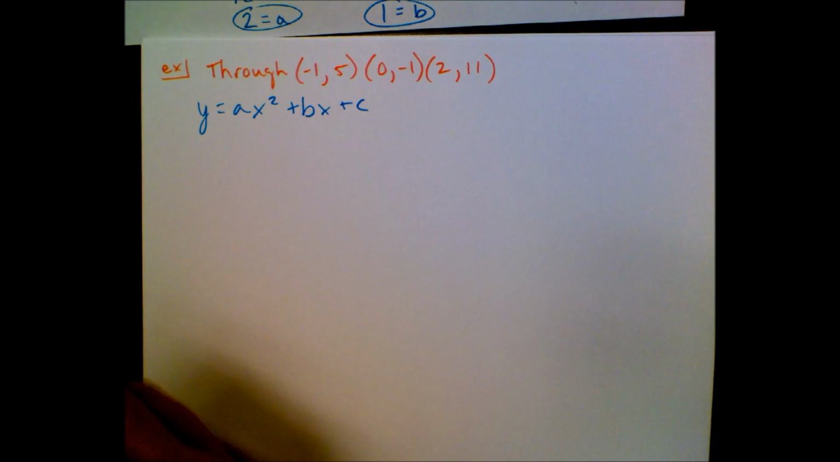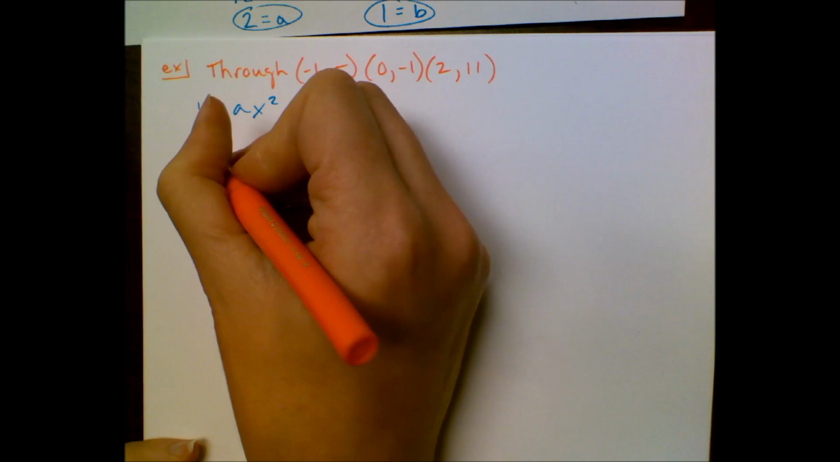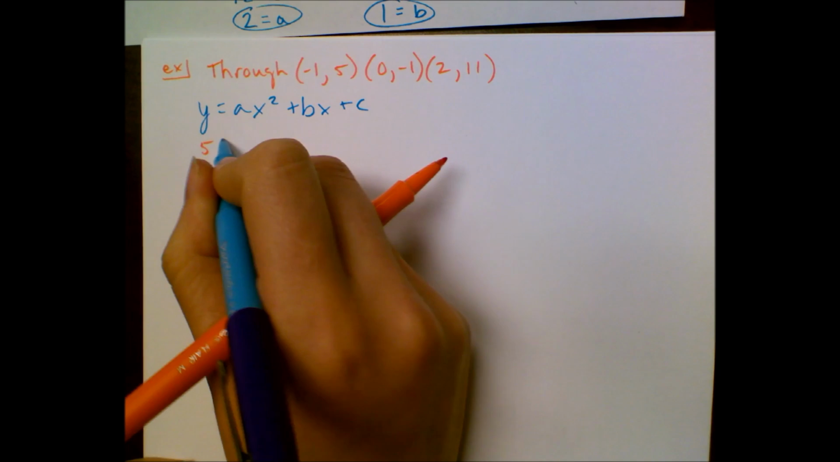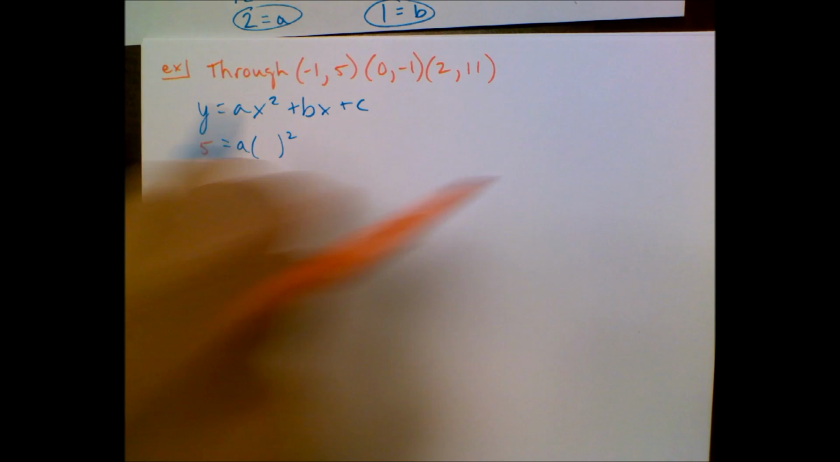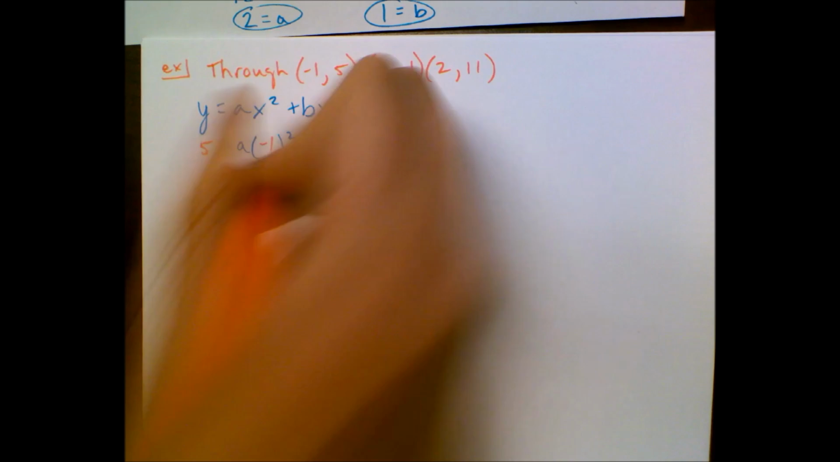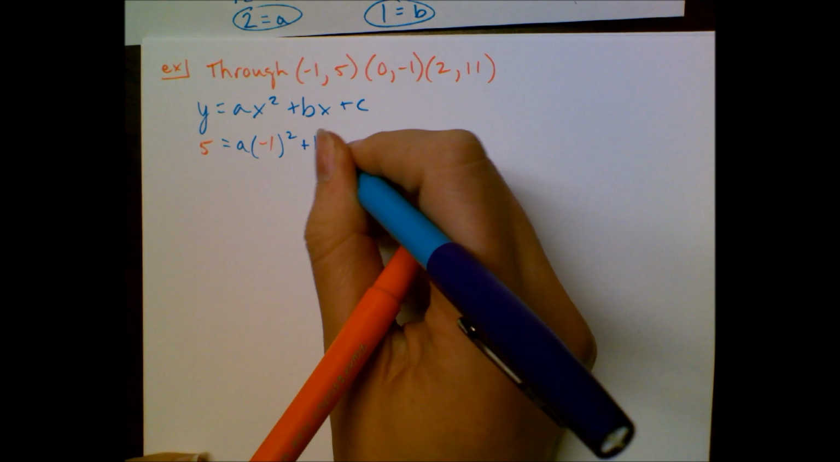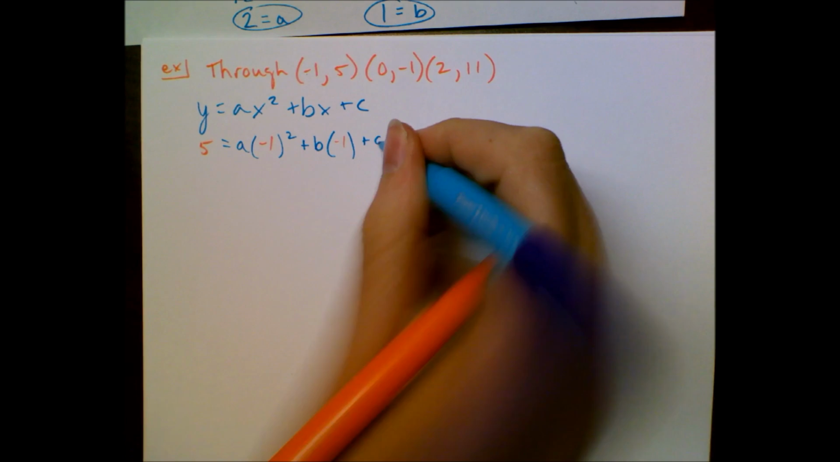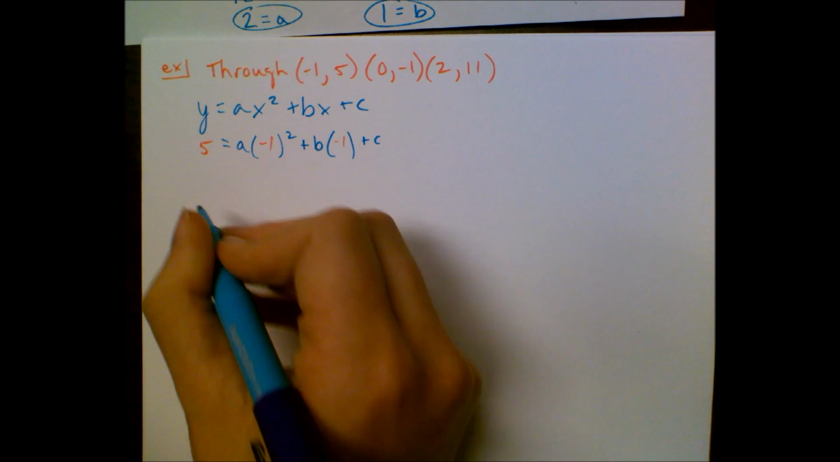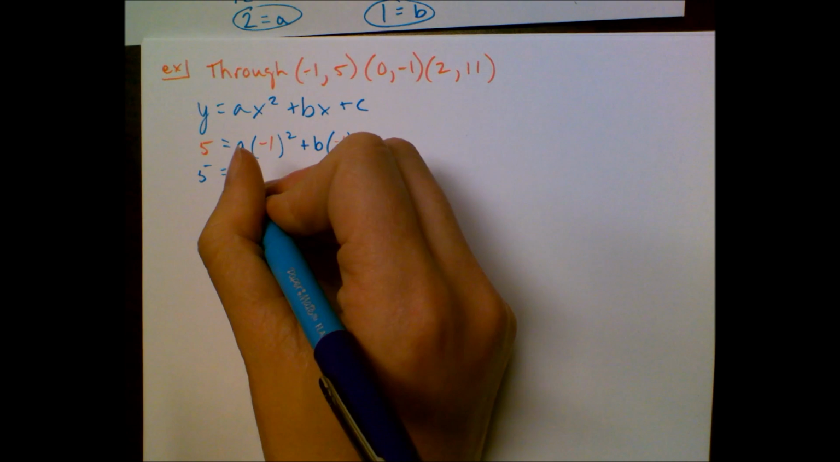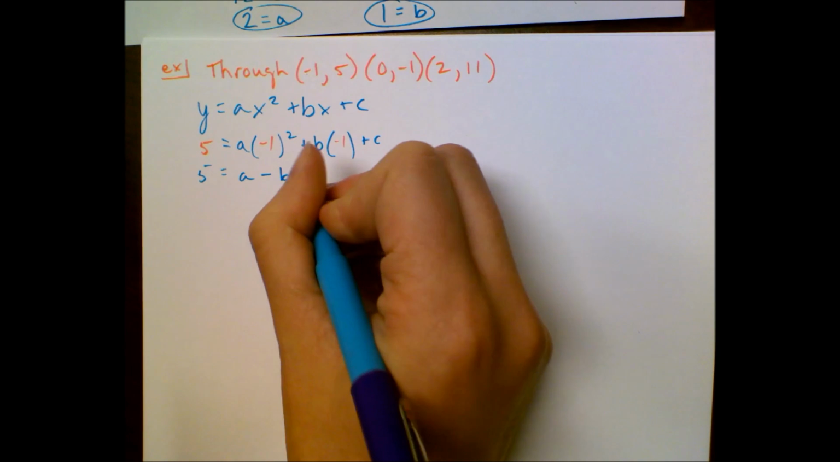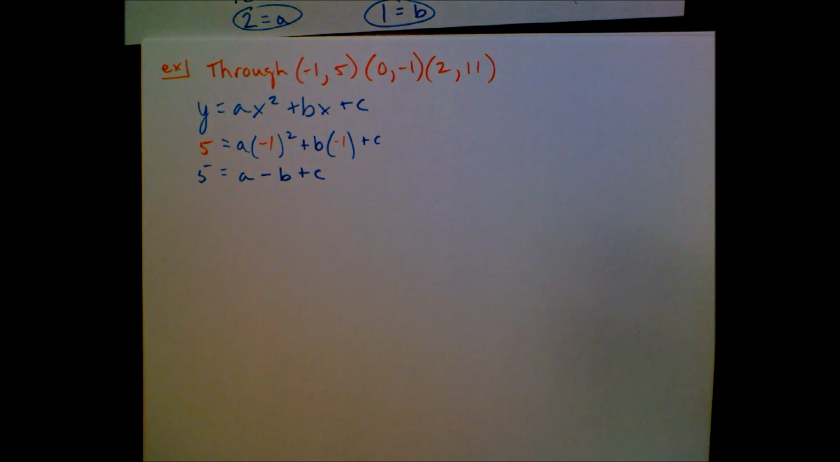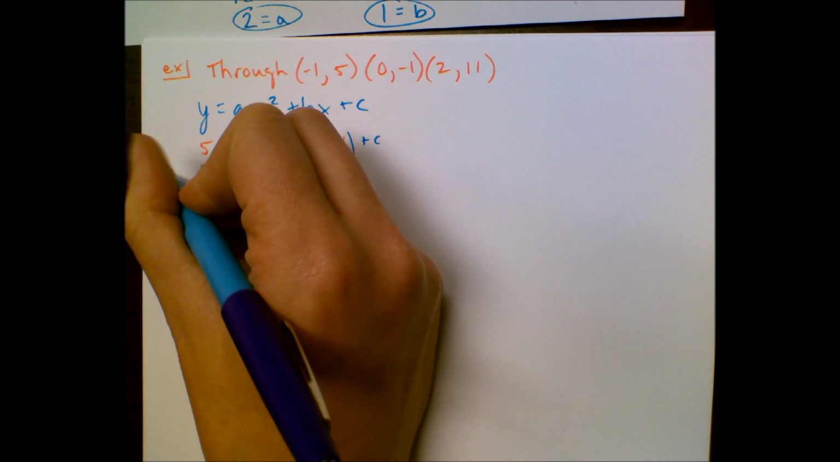So I'm starting with my negative 1 and 5. So I can put in 5 for y, put in negative 1 for x, and then I'm going to want to simplify that as much as possible, and that'll be my first equation. So 5 equals a minus b plus c. Equation number 1.